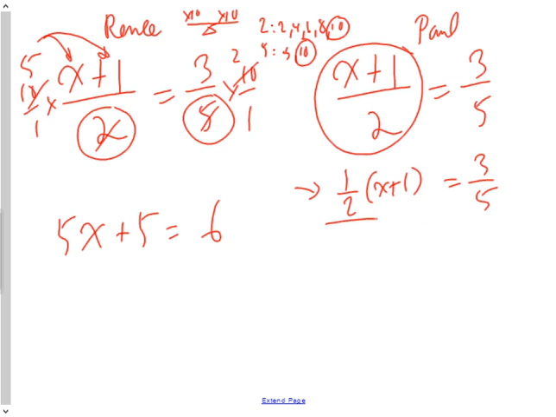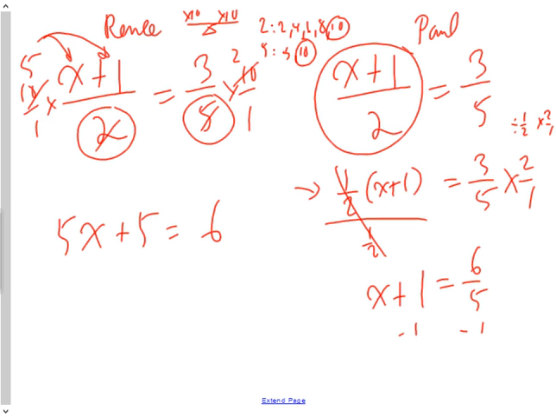Here, we could divide both sides by a half. That would get rid of the multiply by a half. And when I divide by a half, that's really the same thing as multiplying by the reciprocal. So I'm actually going to change that to, instead of dividing by a half, I'm going to multiply by its reciprocal. And then I'm going to have one group of x plus 1 equals 6/5. I'm then going to subtract 1 from both sides, and I get my answer.